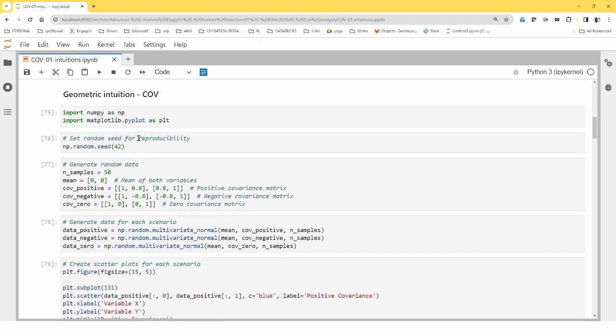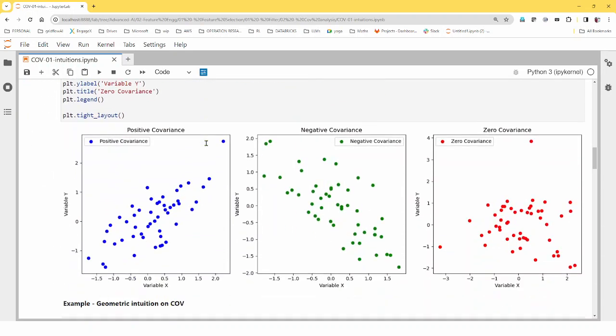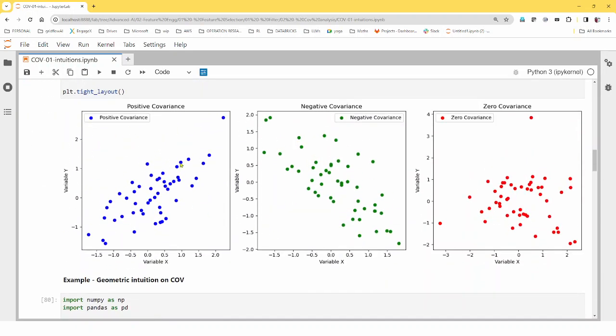Now let's see the geometric interpretation of the covariance. So we will simulate positive covariance, negative covariance, and zero. The way we have taken this data is intentionally to give you a sense of positive, negative, and zero covariance. So the positive covariance is here. The value x is increasing on this side, and at the same time, the value y also increases in the same direction, meaning positive.